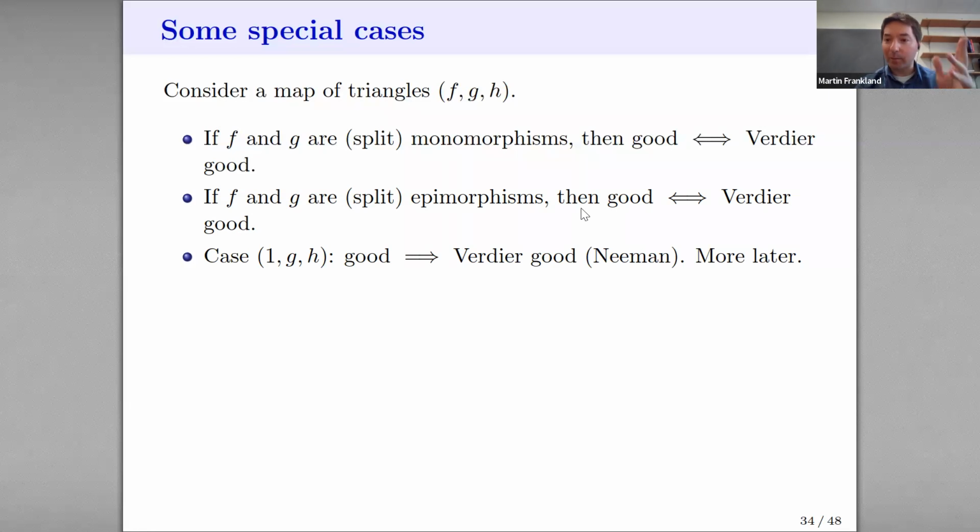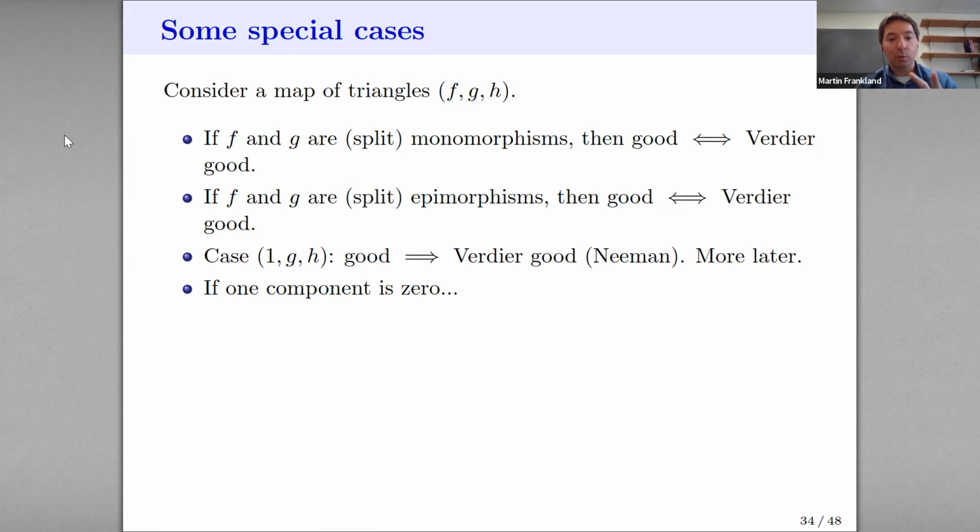And if the first map happens to be an identity, then Neeman observed that good implies Verdier good. Not phrased in those words, but that's what his argument showed. And in fact, just those maps 1GH are quite interesting. There's a lot going on here. So I'll devote more time to those maps later. They're related to homotopy Cartesian squares.